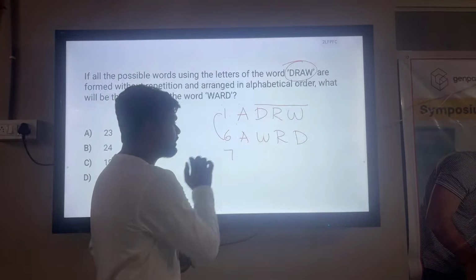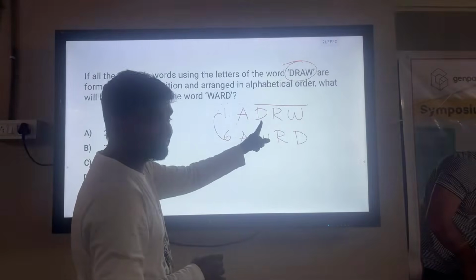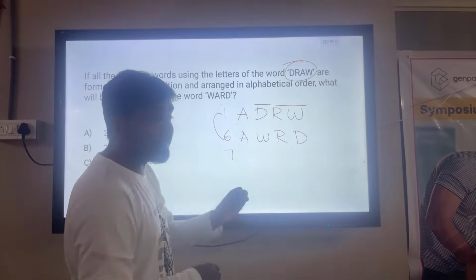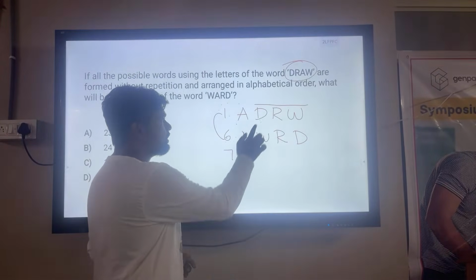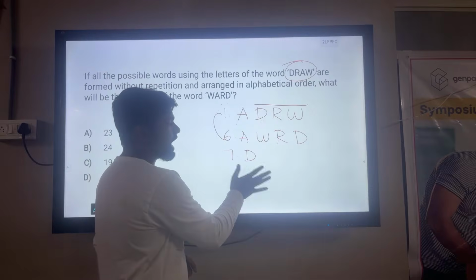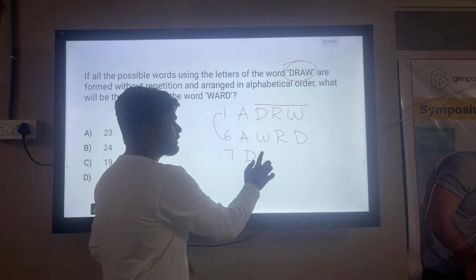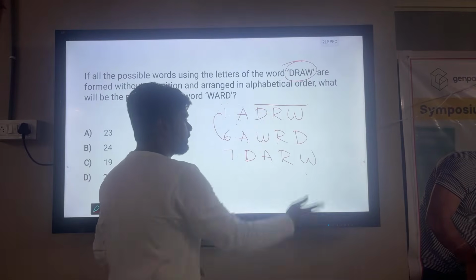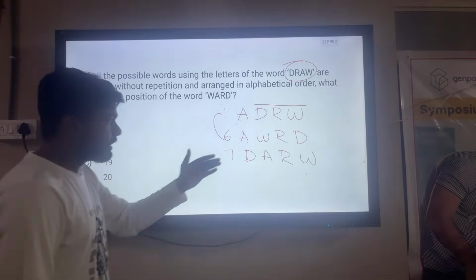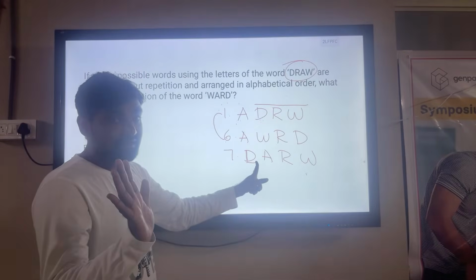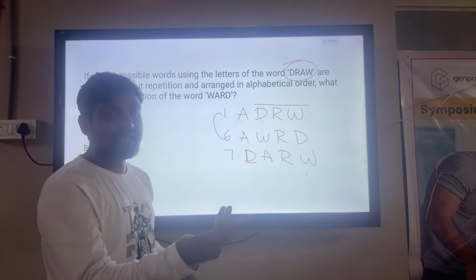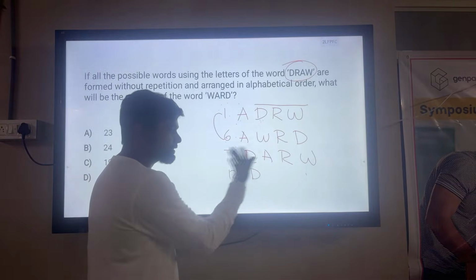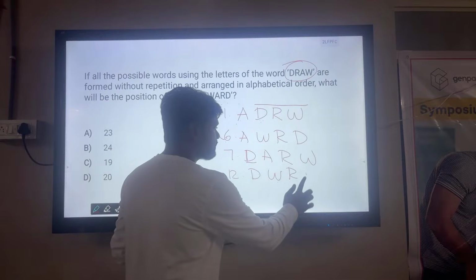And what is the 7th word? The 7th word will start from D, because the A quota is over. Only A can make 6 words. D can make another 6 words. So what is the 7th word? First D. As per the dictionary order, after D what? A, R, W. And with the D also you can make 6 words now. So okay, 7, 8, 9, 10, 11, 12. What is the 12th word now? D is okay. Next W, R, A.